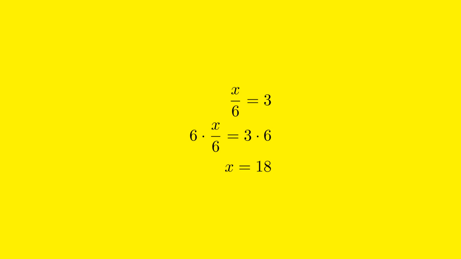Multiply 3 by 6. 3 times 6 equals 18. The new simplified expression becomes x equals 18. In conclusion, we have isolated x and found that the value of the variable x is 18.